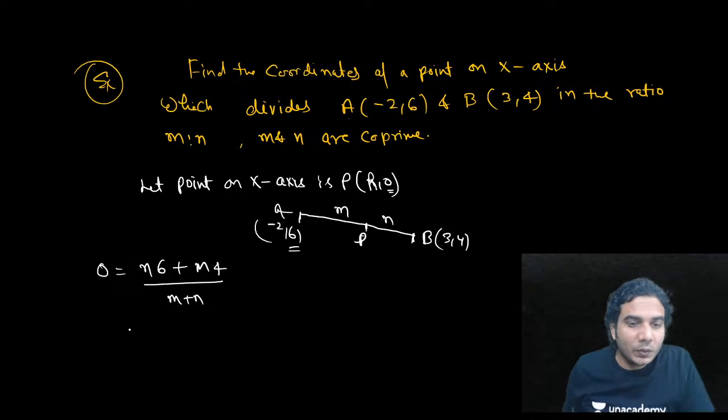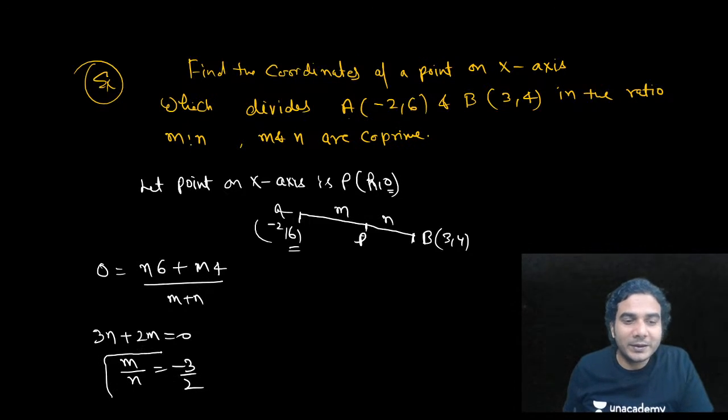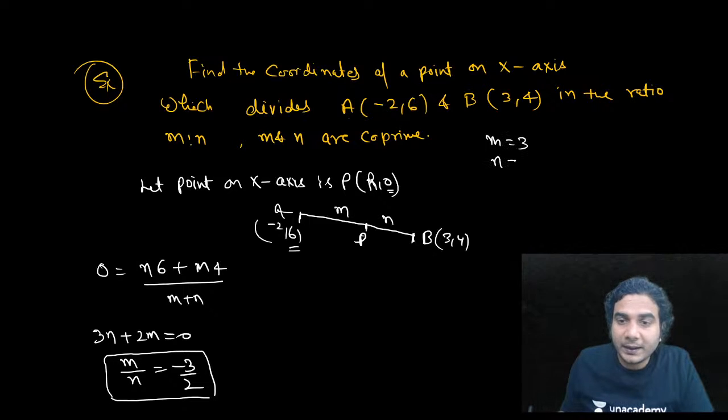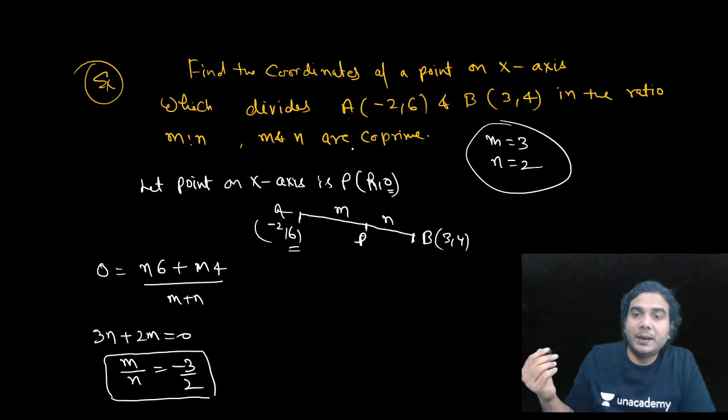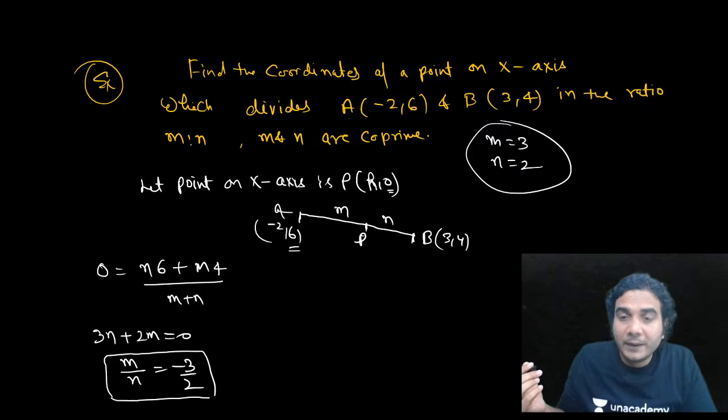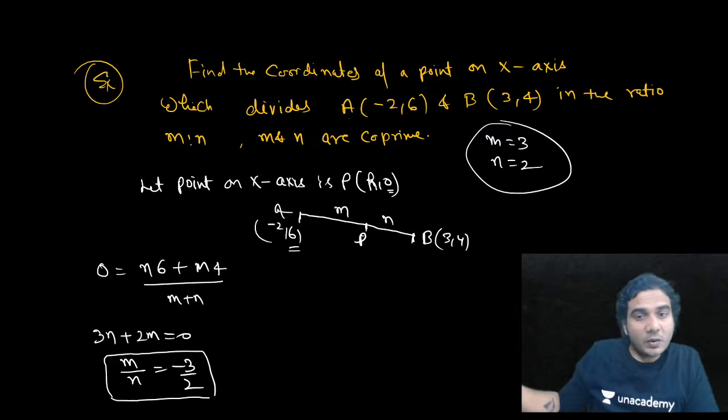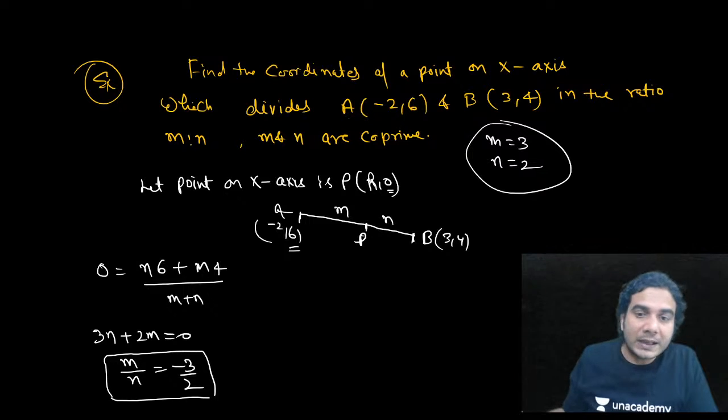So now you can see you are going to get 3n plus 2m is equal to 0, and hence you can say m upon n is going to be minus 3 by 2. Coincidentally, it is coming out to be 3 by 2. The example I was giving you, I was not aware of it. So m upon n is coming out to be minus 3 by 2. That means now we have got this ratio. M is 3 and n is 2. So that means P divides A and B externally in the ratio of 3 is to 2. That means P is outside. It is on the line AB but outside AB, okay.